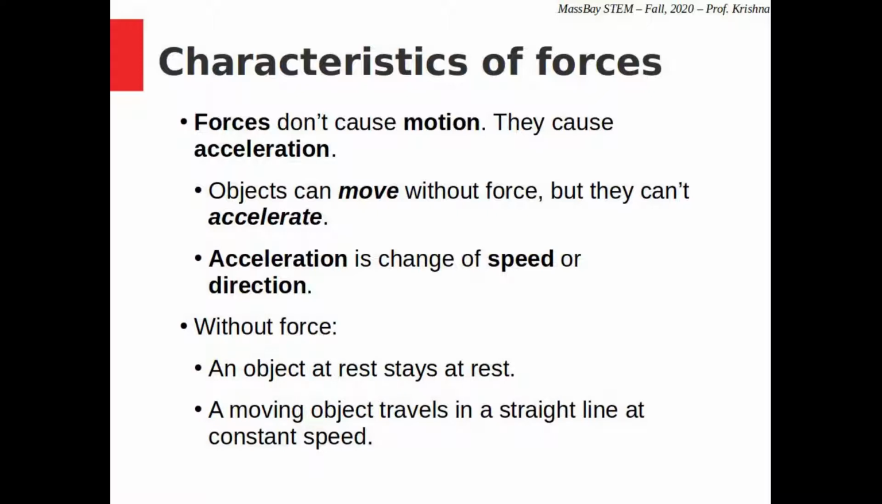It cannot change velocity. If its initial velocity was 0, that is, if it was at rest, it must stay at rest. If it were moving at a certain speed in a certain direction, it must continue to move at that speed in that direction. In fact, it will move in a straight line at constant speed forever.